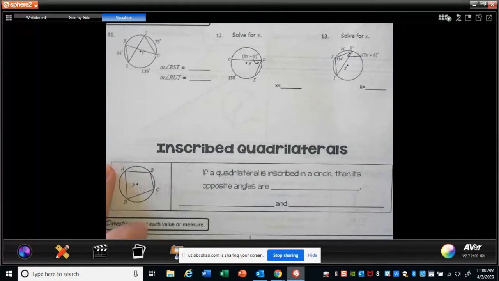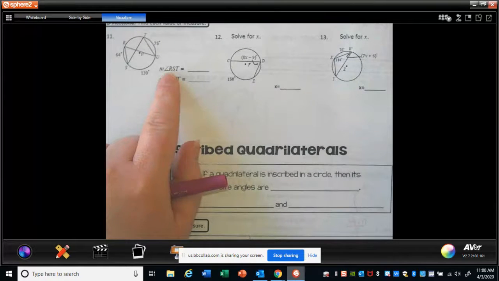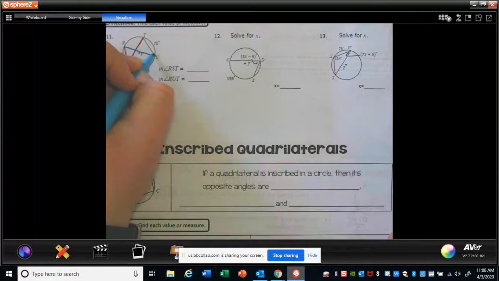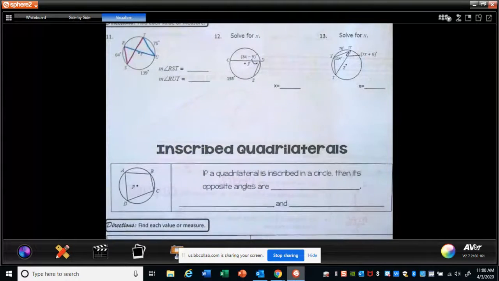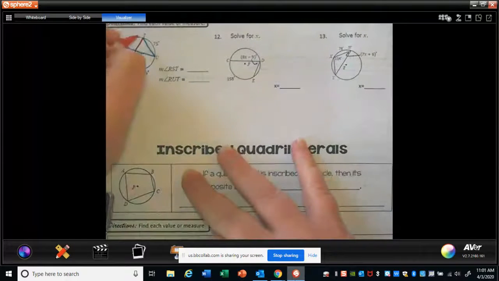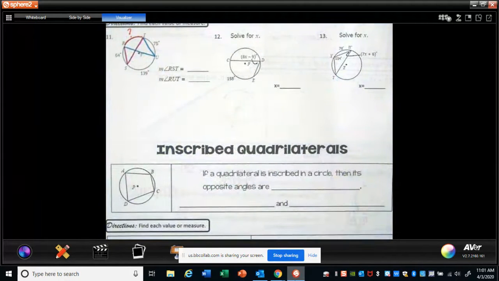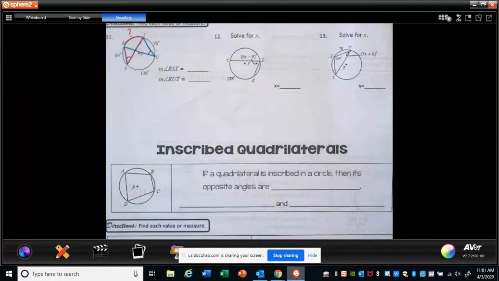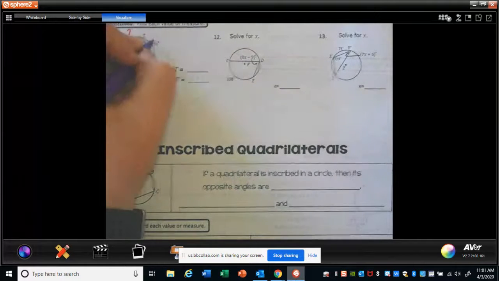On this next question, we want to find the measure of angle RST, which is this angle right here. We also want to find the measure of angle RUT. If you notice, those are both inscribed angles and they both share arc RT. So if I can find the measure of arc RT, I can find both of those angle measures because I know they are congruent. Notice that they give us 3 arc measures.